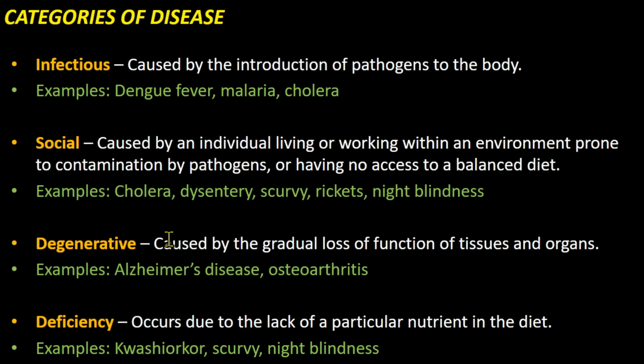Degenerative diseases are caused by the gradual loss of function of tissues and organs. Examples would be Alzheimer's disease and osteoarthritis due to the wearing away of cartilage. Deficiency or nutrient deficiency diseases occur due to the lack of a particular nutrient in the diet. Examples would be kwashiorkor or lack of protein, scurvy or lack of vitamin C, night blindness or lack of vitamin A, or rickets or lack of vitamin D or calcium.